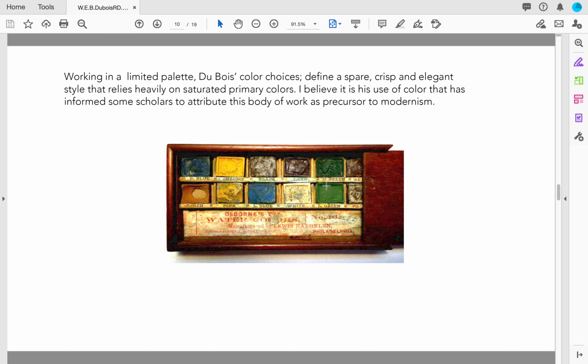So working in a limited palette, Du Bois' color choices define a spare, crisp, and elegant style that relies heavily on these saturated primary colors. I believe it is his use of color that has informed some scholars to attribute this work as a body of work that is a precursor to modernism.